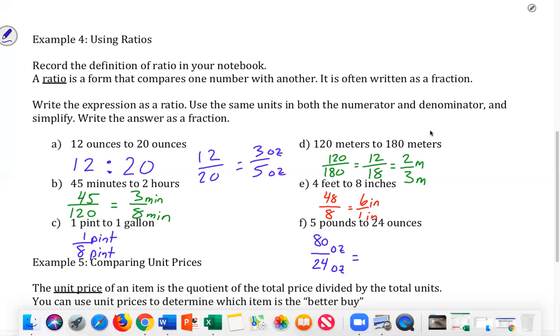3.33, etc. Now you hit math, enter, enter, and what do you got? You get 10 ounces over 3 ounces. Now, why are we going through all this stuff?